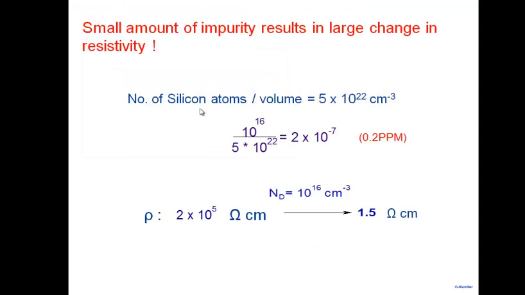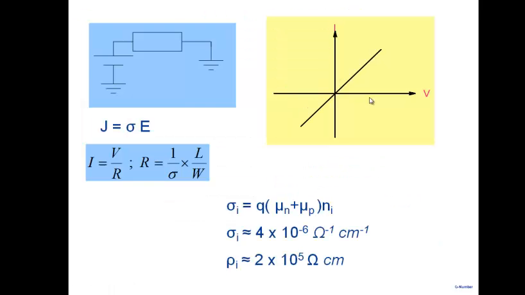And what is interesting is that very small amounts of impurity result in very large change in resistivity. Because if you go back and look at this expression for conductivity, conductivity depends on what? Number of carriers. Right? It depends on the number of electrons and holes. And I've added 10 to the power 16 impurities, so the number of electrons becomes 10 to the power 16. Earlier, how much was it? 10 to the power 10. So you can imagine how your conductivity will increase. Conductivity will increase dramatically because the number of electrons has gone up so much.